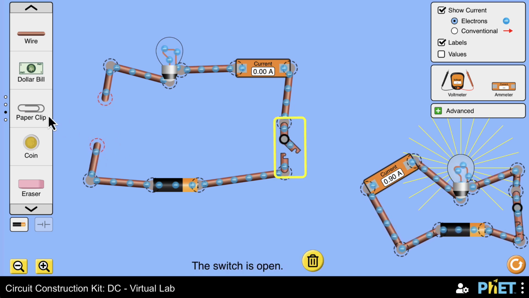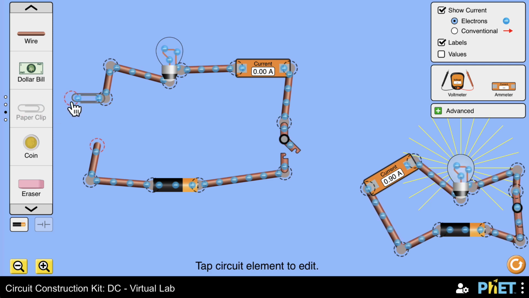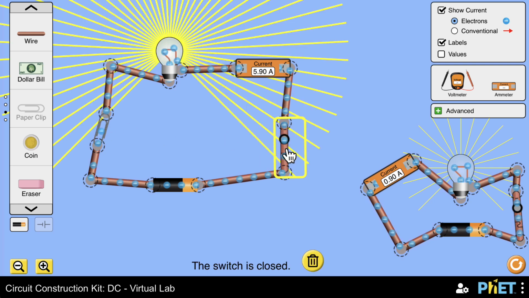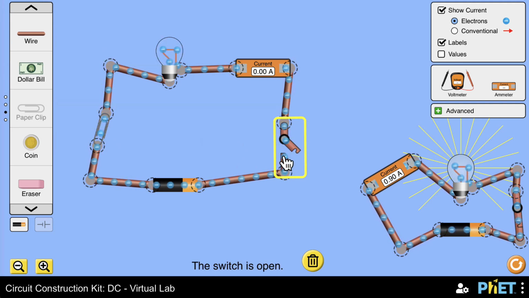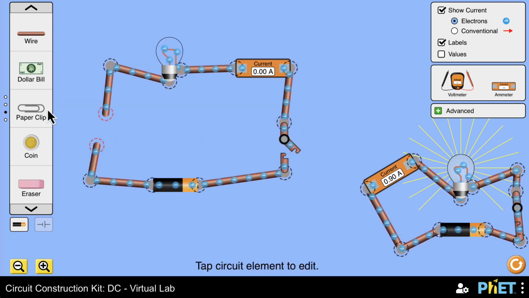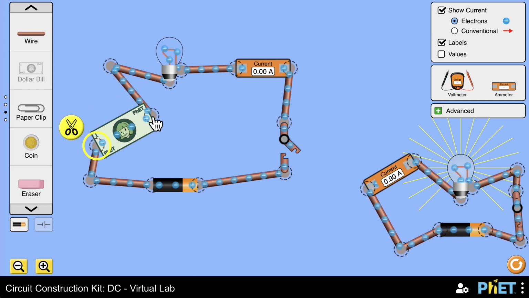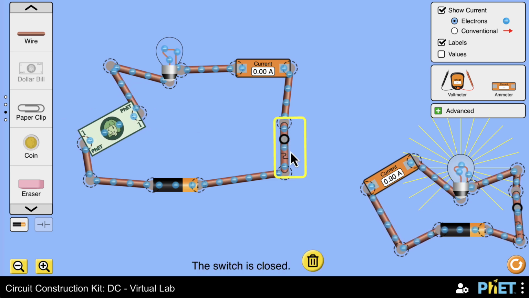So let's start with the paper clip. Since it's made of metal, it will let electricity flow in it, and you will see the circuit will be working. What if I change this paper clip, which is a conductor because electricity flows in it, with a dollar bill? This is a $1 bill. It's connected and see, it doesn't work. Why? Because it's an insulator.